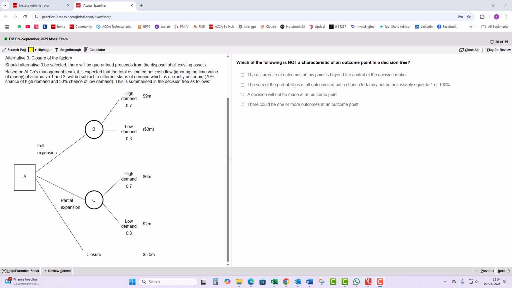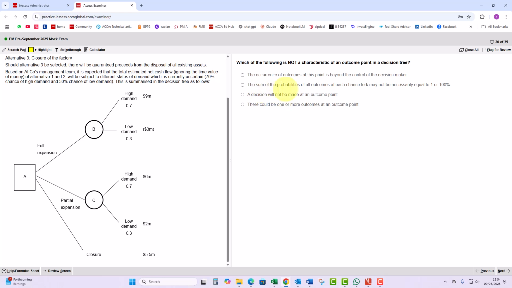So which of the following is not a characteristic of an outcome point? So we're talking about the circles in a decision tree. The occurrence of outcomes at this point is beyond the control of the decision maker. That is true. So remember I said the decision is made here. The outcome is based on this unknown, and we use expected values and probabilities to find out the value at that point, but we cannot control it. So that is a characteristic, so it's not correct.